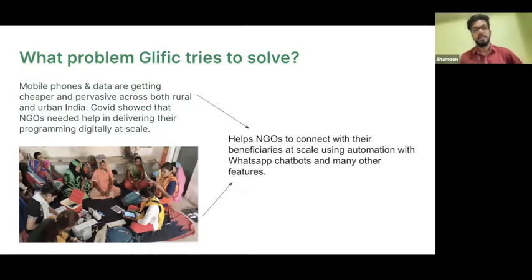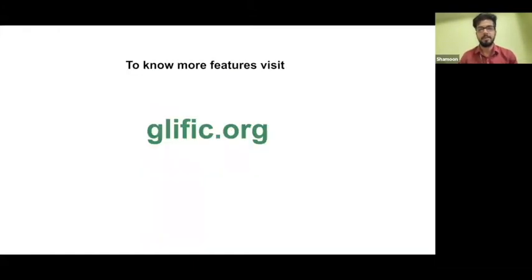We saw two things: mobile phones and data are getting cheaper, and most village people have access to mobile phones and the internet. So we thought of building a platform for NGOs where they can connect with their beneficiaries using WhatsApp. Just connecting was not a simple solution. We need to communicate with them at a large scale, so we needed some kind of chatbot system, which we have also integrated in Glific. That's just a gist of what Glific does. If you want to know more about Glific, you can visit our website, glific.org.